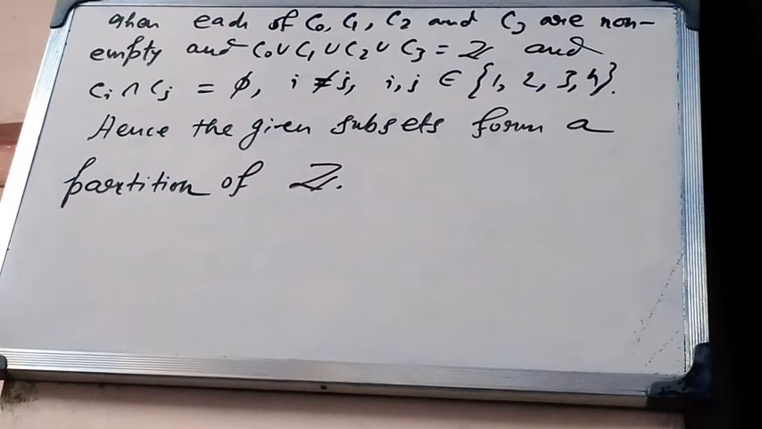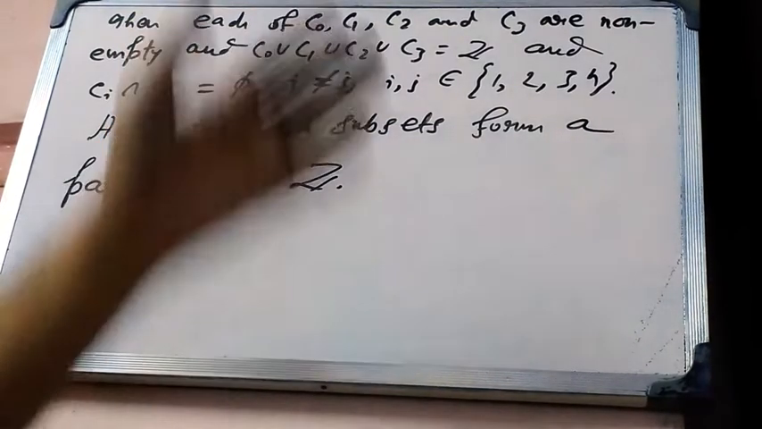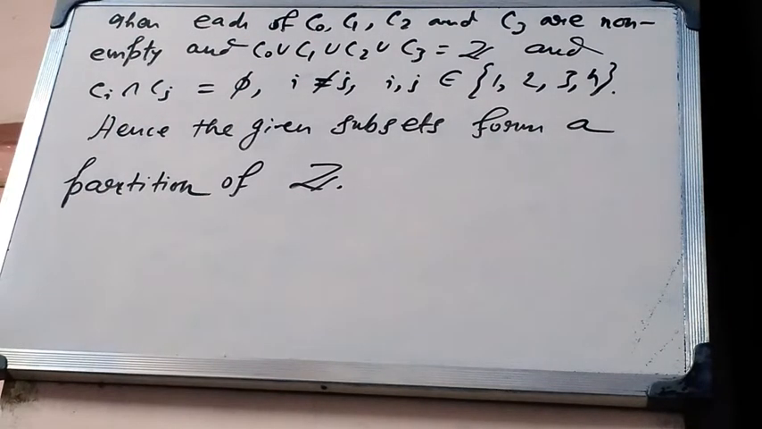Then each of C0, C1, C2 and C3 are non-empty subsets of the set of all integers, and we can say that C0 union C1 union C2 union C3 is equal to nothing but the set Z itself, that means the set of all integers itself, and Ci intersection Cj is equal to the null set where i not equals j and i, j are indices 0, 1, 2, 3. Hence we can say that these satisfy the property of the partition of a set. So the given subsets C0, C1, C2 and C3 form a partition of the set of all integers Z.